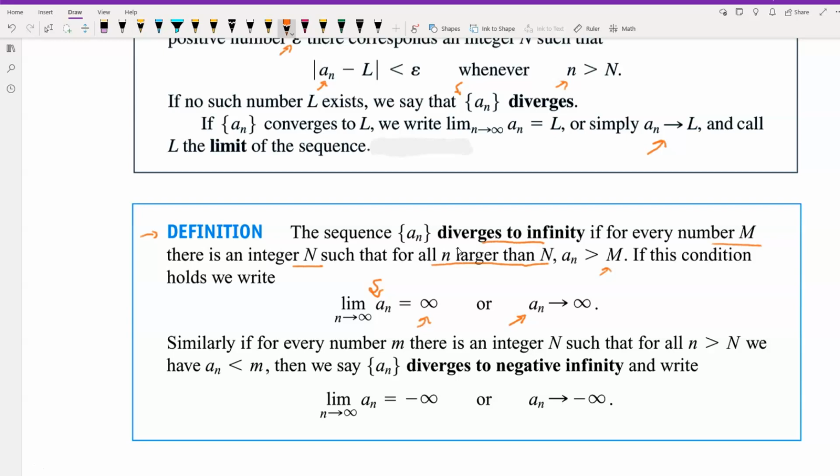Similarly, if for every number m there is an integer uppercase N such that for all n greater than uppercase N, we have an less than m, then we say the sequence an diverges to negative infinity and write the limit of an when n approaches infinity is equal to negative infinity, or we can say an approaches negative infinity.